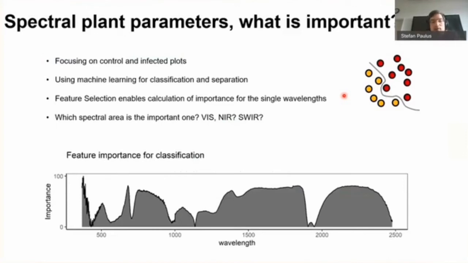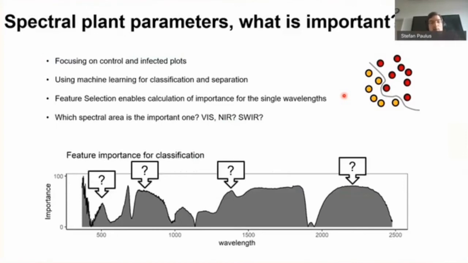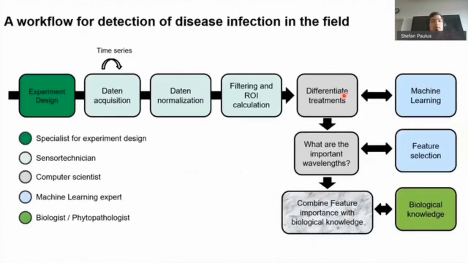And then I have to answer the questions, why are these, let's say, peaks important for my classification? And this is not very easy, because normally the people dealing with machine learning are specialists for machine learning and not for biology. And this is why the workflow for detection of diseases in the field needs different specialists.